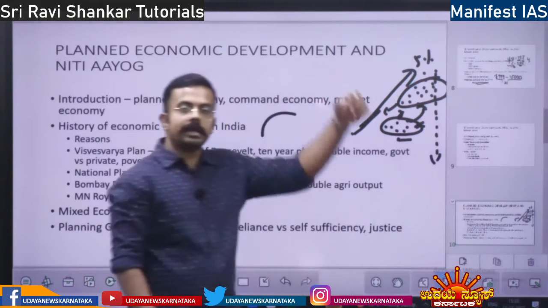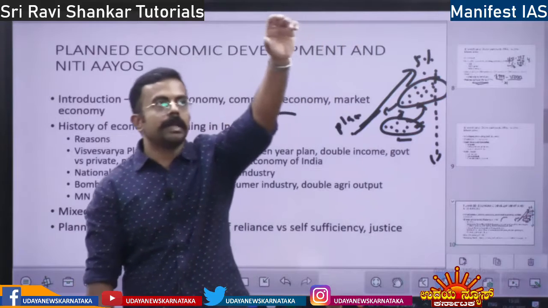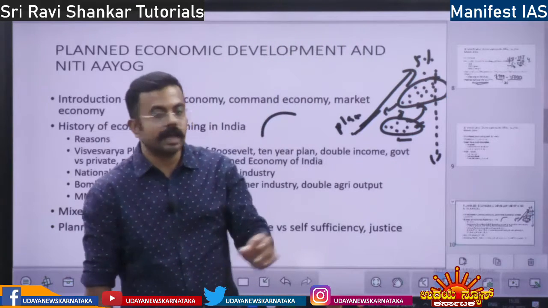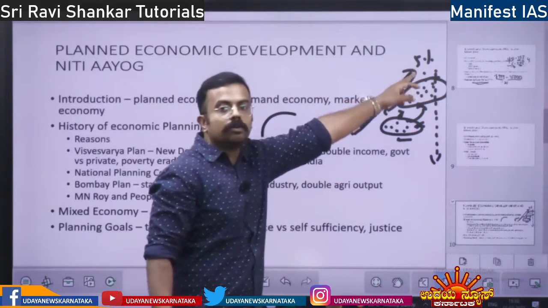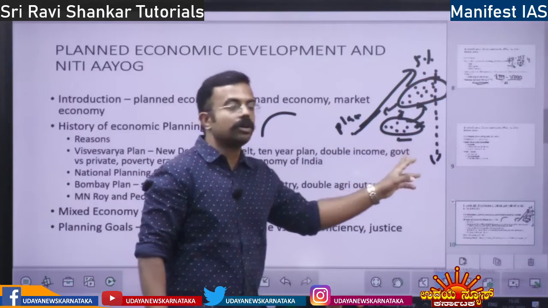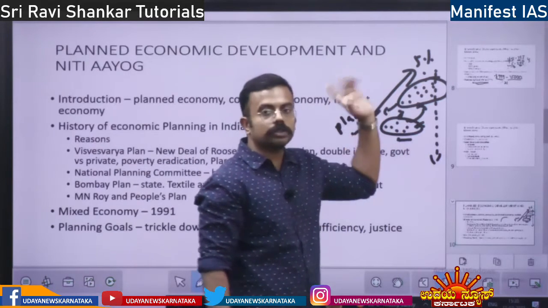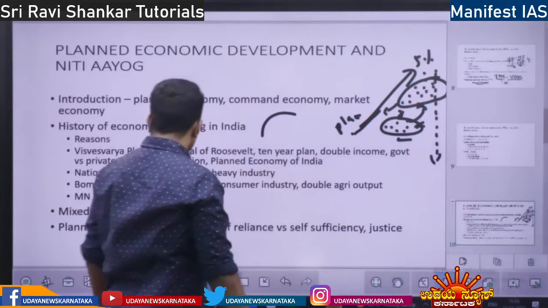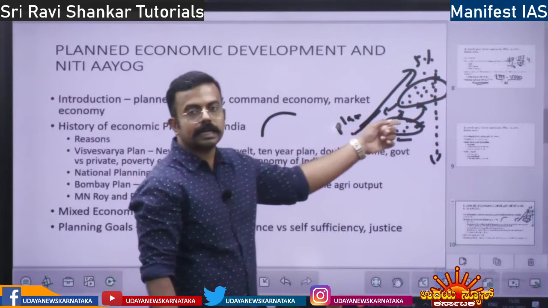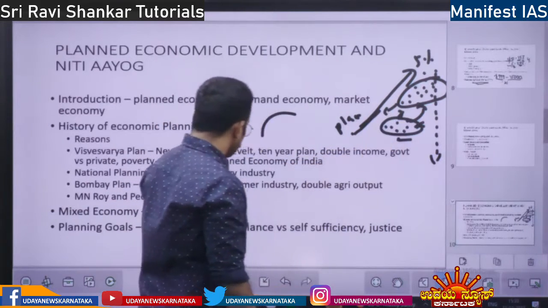Trickle down. Trickle down means, if you pour water from above, the drops fall below, like that, growth will trickle down from upper sections to lower sections. So we have to just focus on growth, they first say, right? But this is later repudiated. They later challenge this. We'll talk about that.